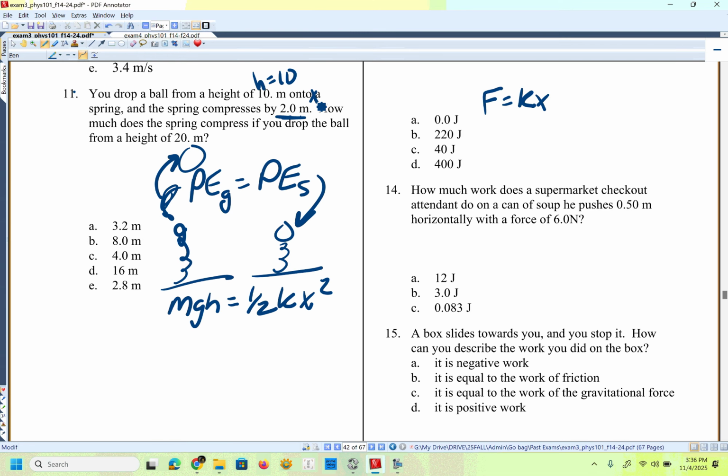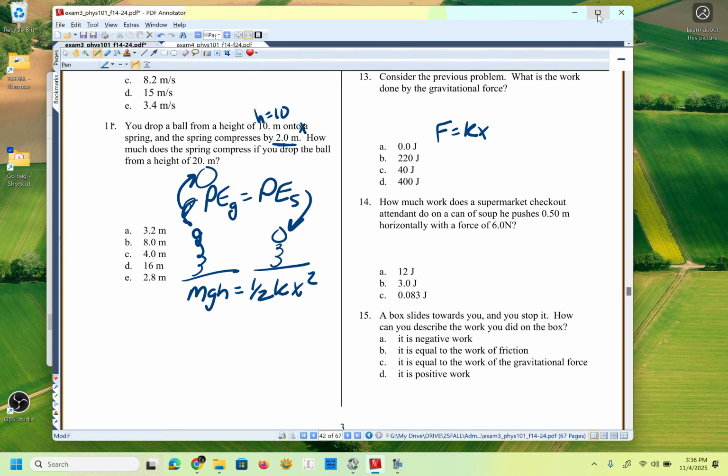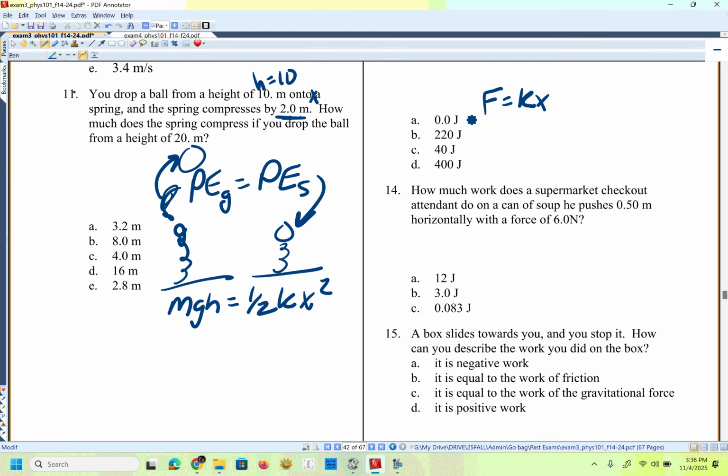Oh wait, no, I'm sorry. Wrong question. There are a couple of different ways you could do this. So if I drop it from a height of 10 meters, it compresses the spring by 2 meters. Let's do it this way. Let's use these first numbers. If I drop it from 10 meters, it compresses the spring 2 meters.